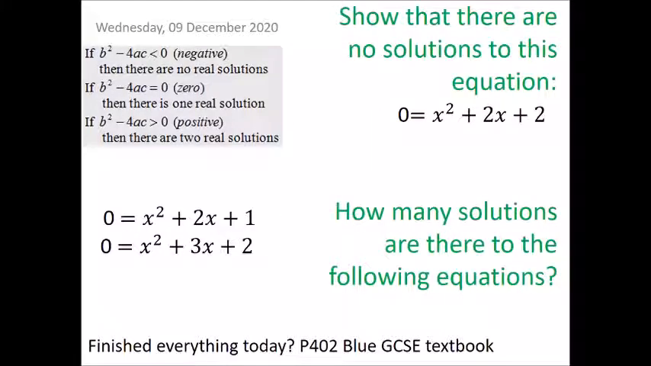Alright then, taking what we've just talked about the discriminant, I want you to try the following questions. First of all, show that there are no solutions to this quadratic equation. You don't need to use the quadratic formula to solve. How can you just use the discriminant, this b squared minus 4ac part? Once you've done that, I want to know how many solutions there are to these two equations in the bottom left of our screen. Pause the video and then unpause when you're ready for the solutions.